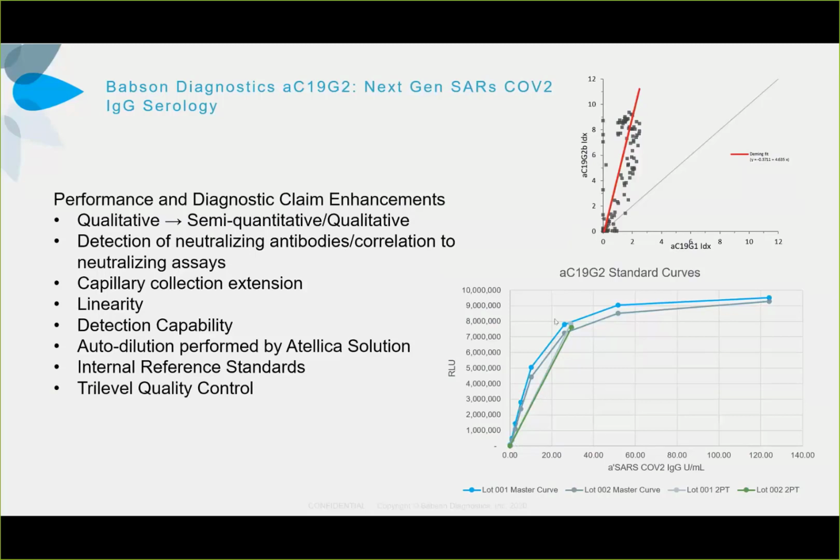If you were to compare this to the AC19G1 assay, these same standards would top out around 2 million RLUs. This enhanced RLU range will now give us the ability to truly quantify antibodies in patient samples.